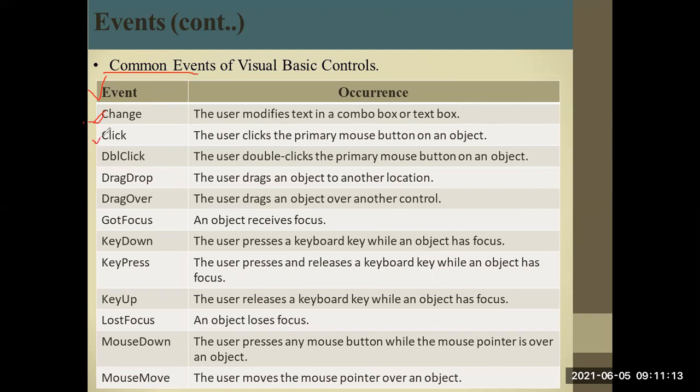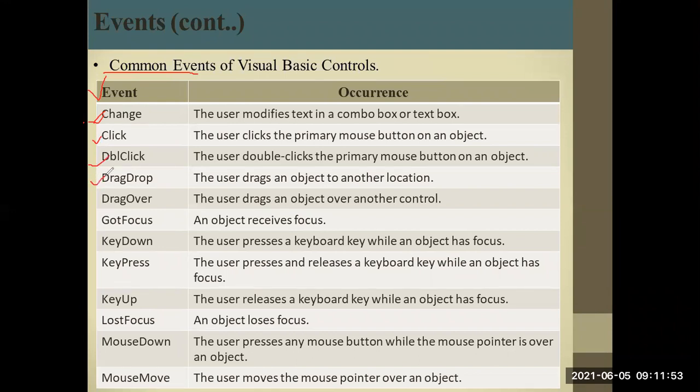Then the click event. Click is nothing but the user clicking the primary mouse button on an object. Once we perform this click event on a particular object, based on this event a certain action can be performed. Suppose you click on the command button, then what can happen? It will ask you to either load a file or load an image. Similarly, we have DblClick, which means double click. It does the same as the single click, but here the user provides a double click.